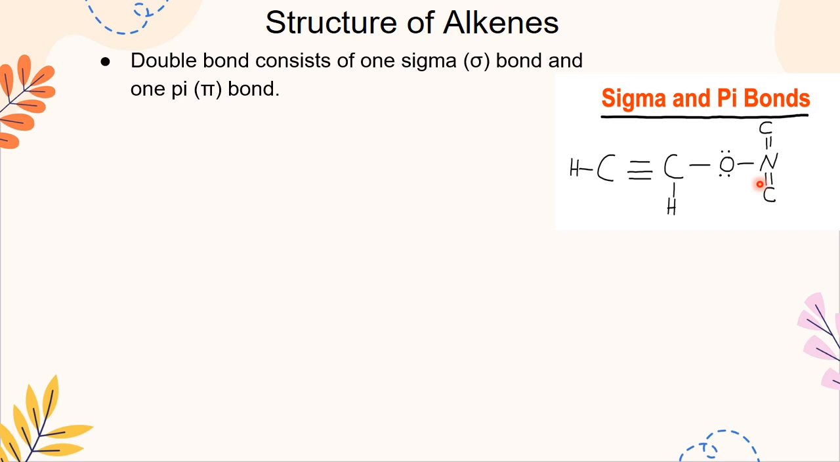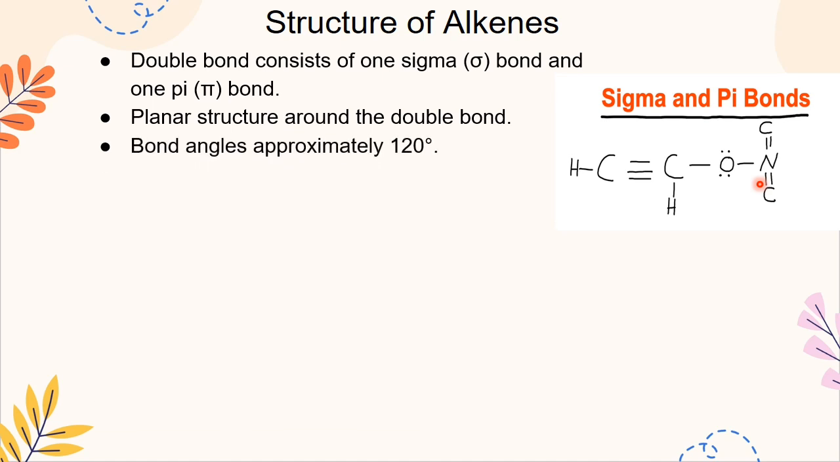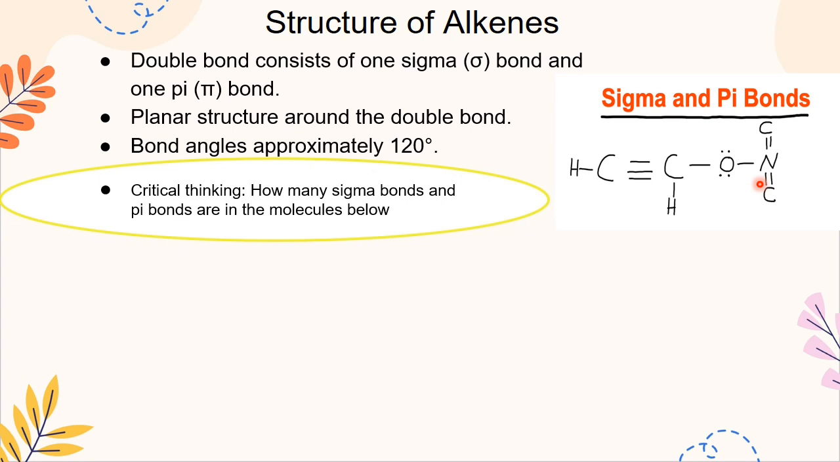So you can see here we say that a double bond consists of 1 sigma bond and 1 pi bond. There is a planar structure around the double bond, with bond angle approximately 120 degrees. These are just trying to explain the structure of alkenes due to the positioning of the bonds.